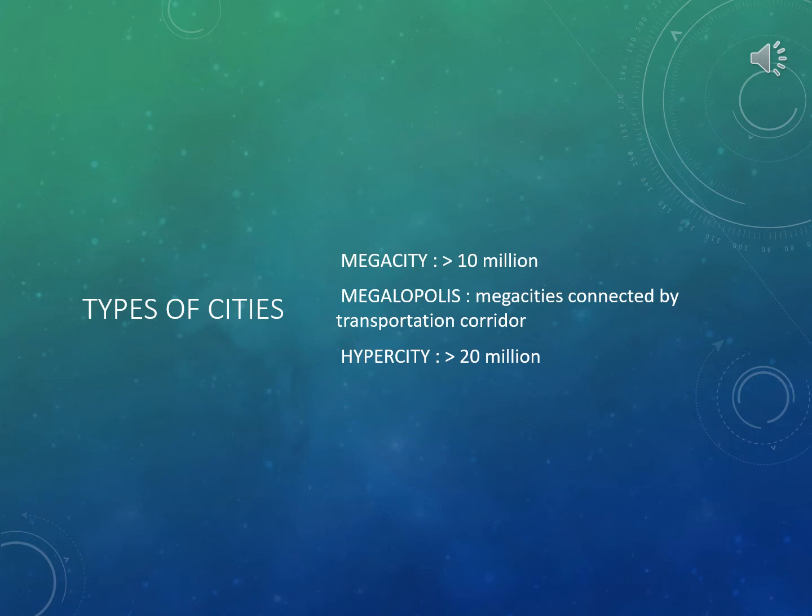You can have a general urban area. You can also have a megacity. A megacity has more than 10 million people in it. A hypercity has more than 20 million people in it. And a megalopolis is an area where two megacities are connected by a transportation corridor. Megalopolises tend to grow up along large-scale interstates and inter-country transportation routes.